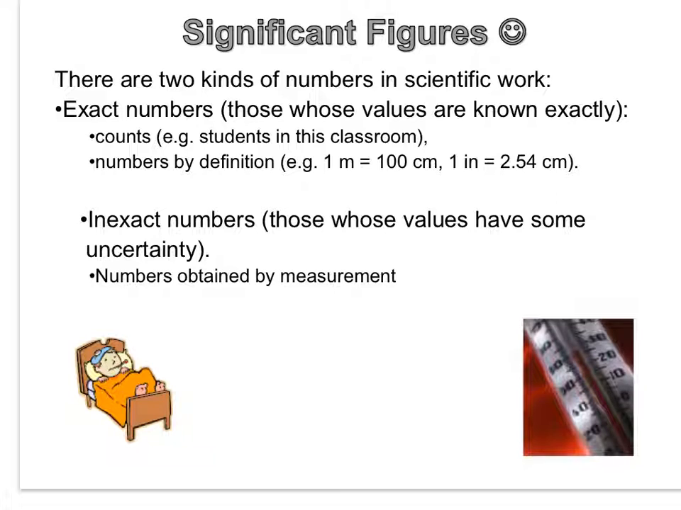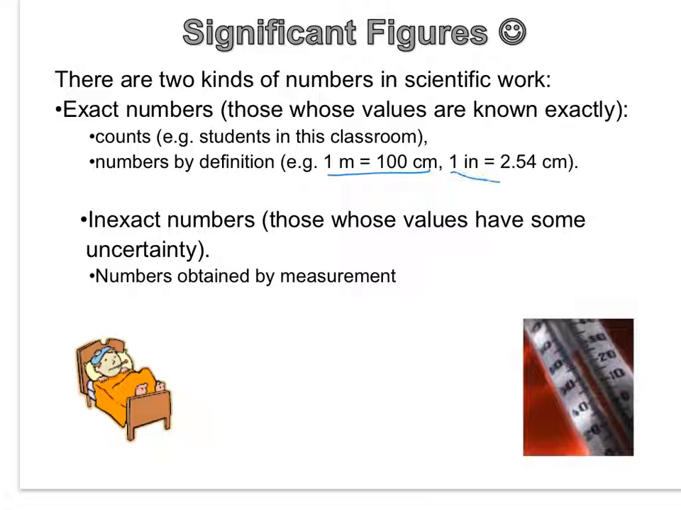There are exact numbers, counting type numbers. So if I count the number of students, I know exactly how many students there are in the classroom at any given time. These are also numbers that are defined. In the metric system in particular, we have very clear definitions of numbers. So 1 meter is exactly 100 centimeters every single time. So those numbers, since they're known exactly, we don't have to worry about them.